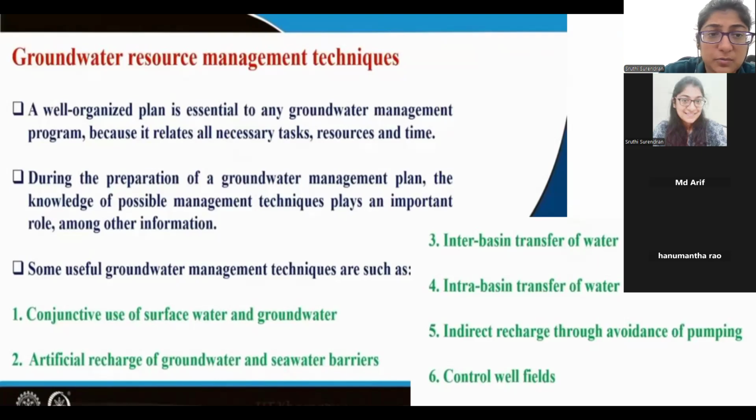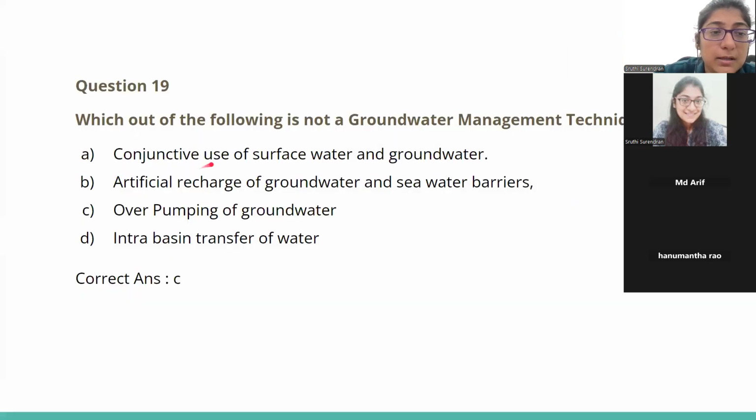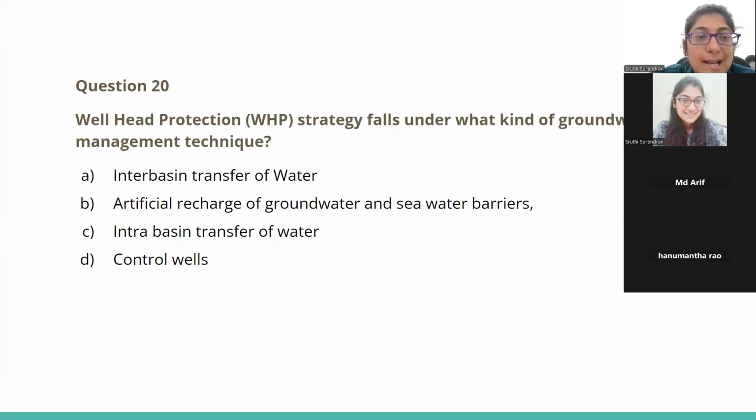So the answer for this question is option C. Overpumping is not a groundwater management technique. In fact, it is a groundwater exploitation method. Overpumping of groundwater. Now, wellhead protection strategy falls under what kind of groundwater management technique? Does it come under interbasin transfer, intrabasin transfer, artificial recharge, seawater barriers, or control wells? Wellhead protection strategy.